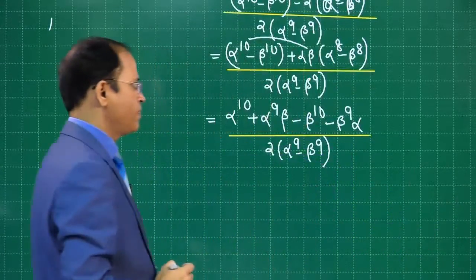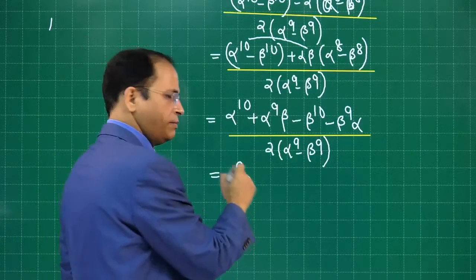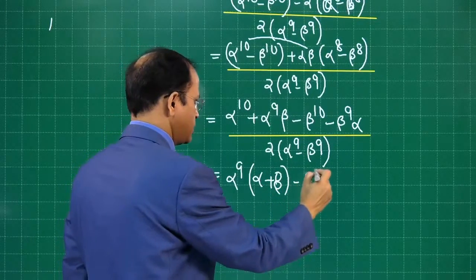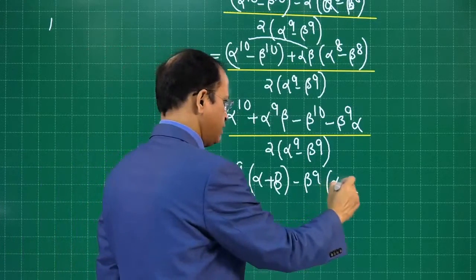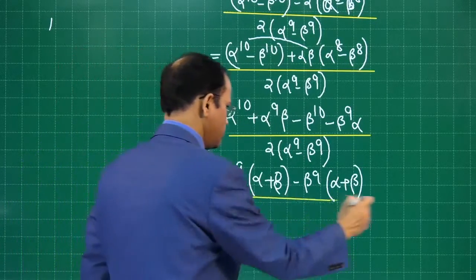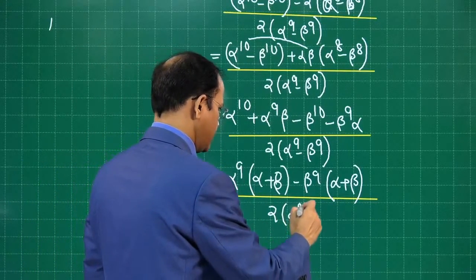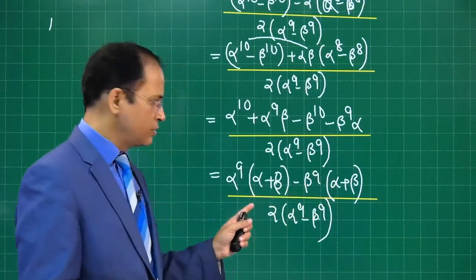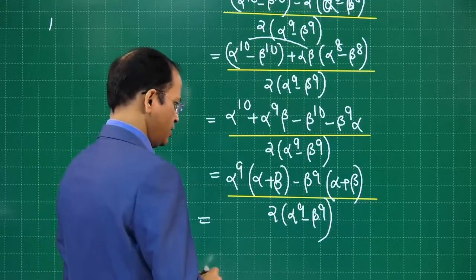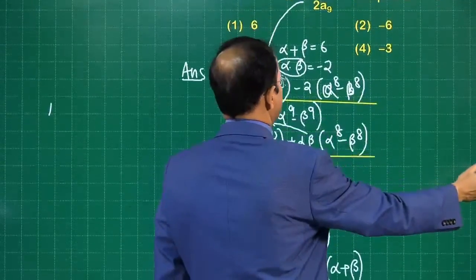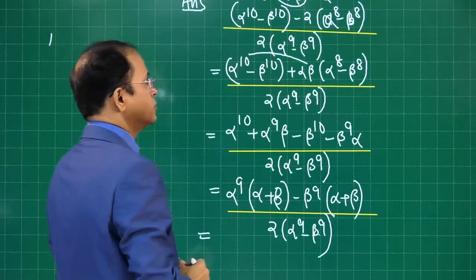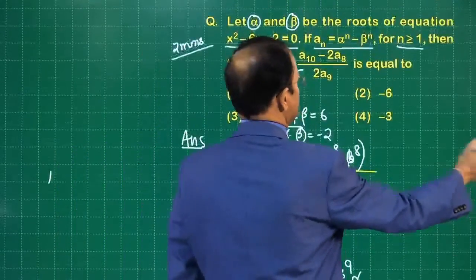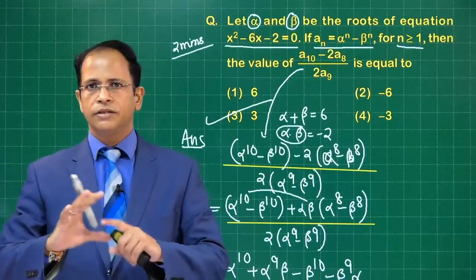It's a very interesting sum, right students? We can take alpha raised to the power 9 common, which gives alpha plus beta. Similarly, we take beta raised to the power 9 common, which also gives alpha plus beta, divided by twice of alpha 9 minus beta 9. So alpha 9 minus beta 9 will be cancelled because alpha plus beta is taken common. Alpha plus beta is given as 6, so alpha plus beta divided by 2 is coming out to be 3, that is 6 upon 2.